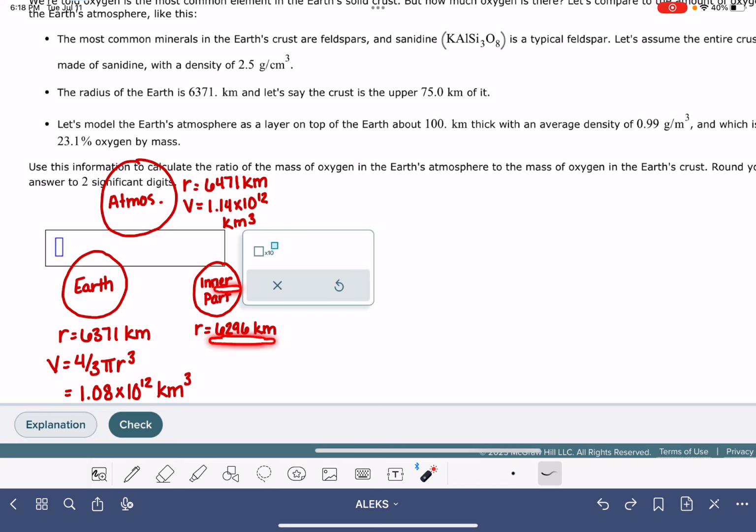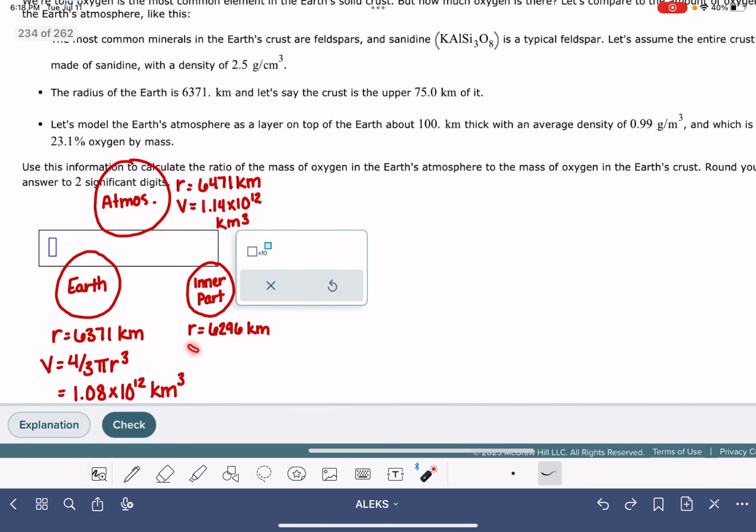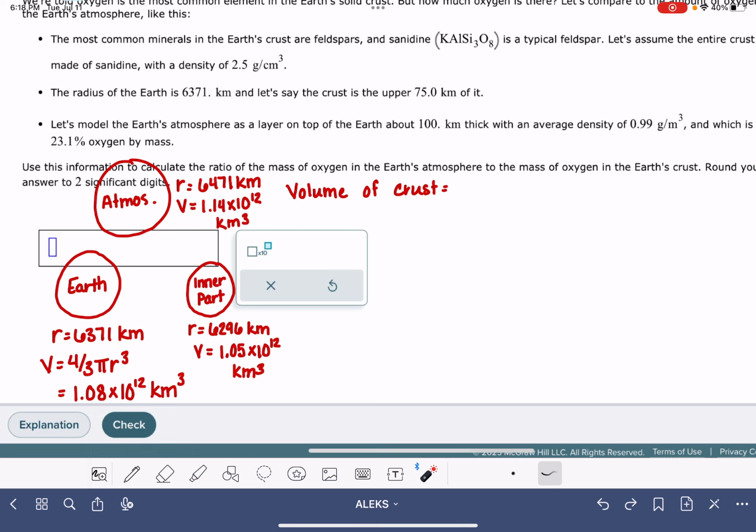So this number was not given in the problem. I figured it out from subtracting 6,371 minus 75. From that, I'm going to calculate the volume of the inner part, and we're going to use this later. Don't worry about that right now. And I'm going to subtract the volume of the inner part from the volume of the Earth to get the volume of the crust.